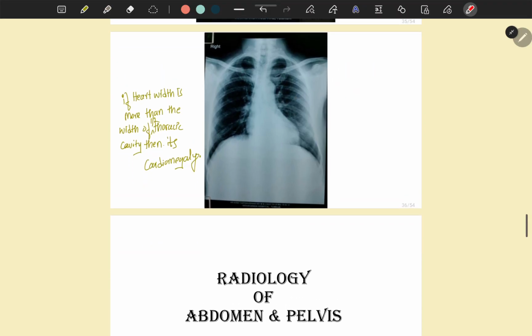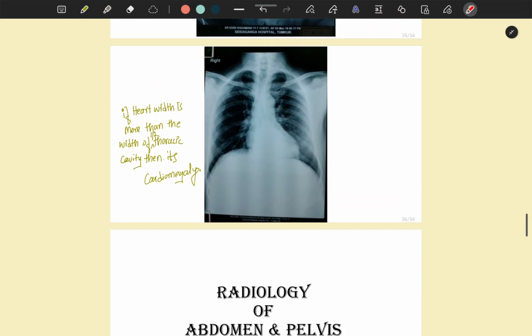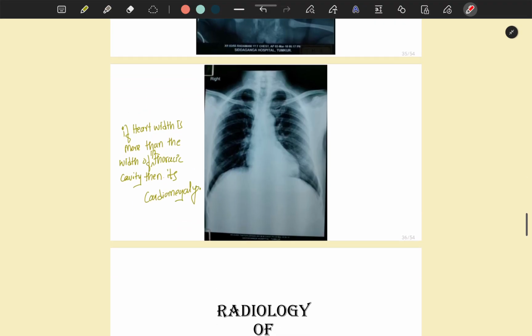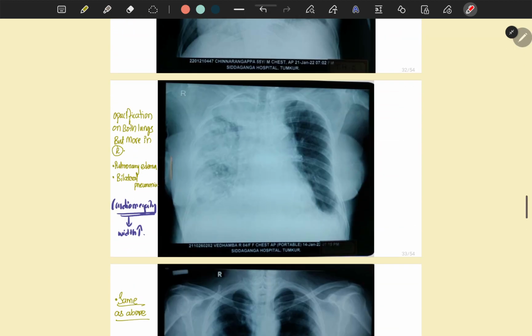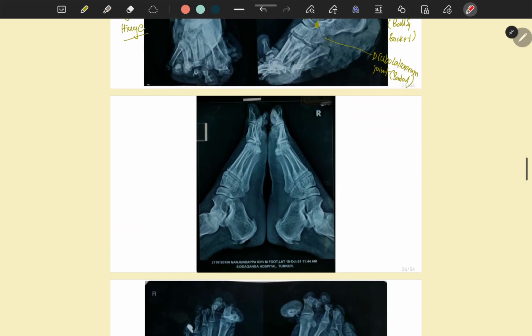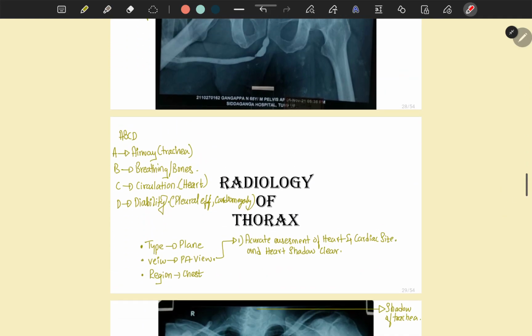Now this is about the radiology of thorax. In the next class, I will be discussing the radiology of abdomen and pelvis. So, hope you understood. Thank you.